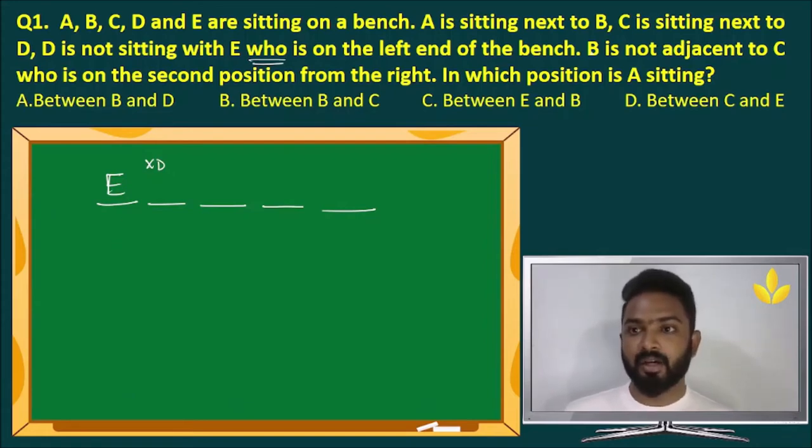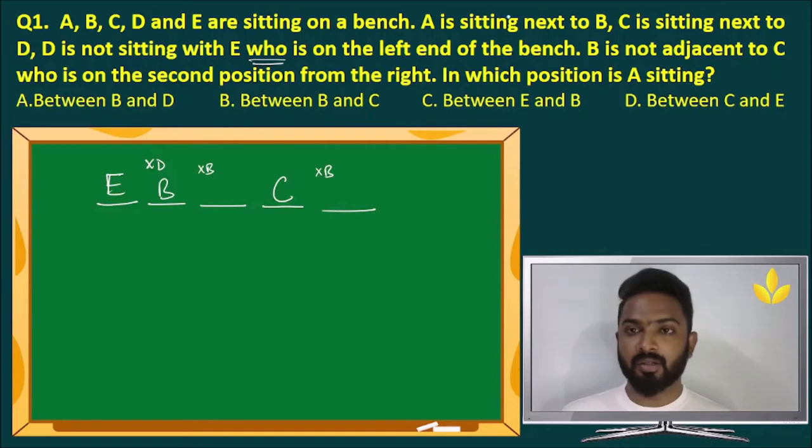Now B is not adjacent to C, who is on the second position from the right. C is on the second position from the right. So 1, 2. C is over here. B is not adjacent to C. So B will not be here. B will not be here either. So B will be right.